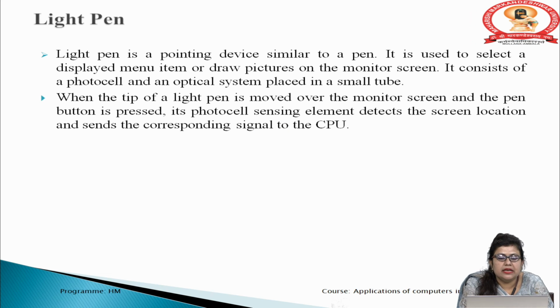Next comes the light pen. It is again a pointing device. It is similar to a pen. It is used to select menu items and draw pictures on the monitor screen. It consists of a photocell or optical system placed in a small tube. When the tip of the light pen is moved over the monitor screen, the pen button is pressed. The photocell sensing element detects the screen location and sends the corresponding signals to the CPU.